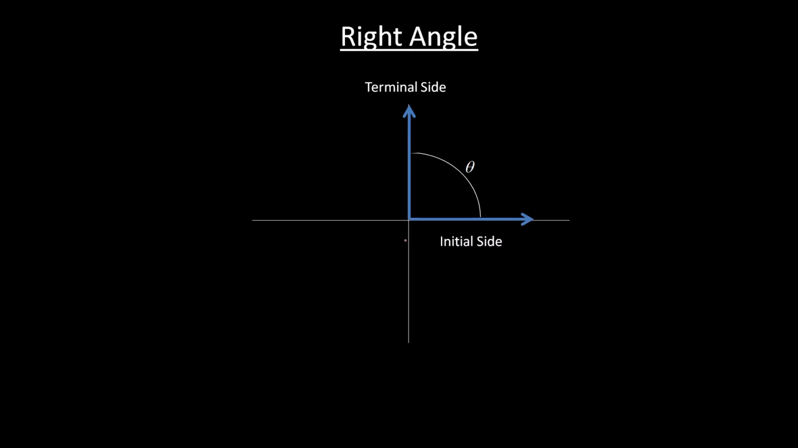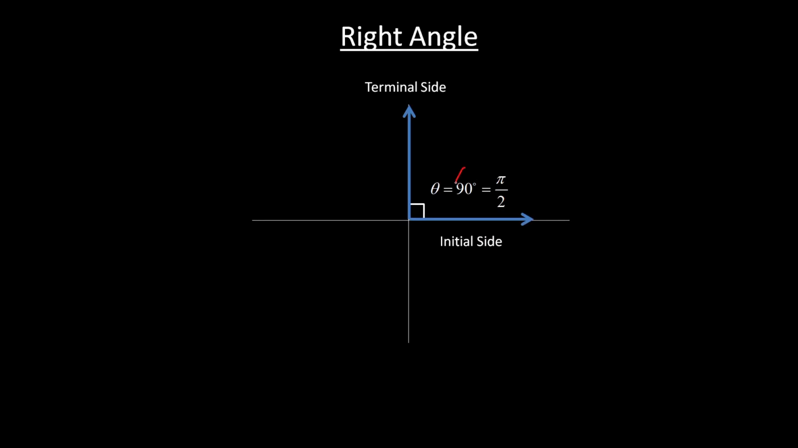So let's start again with a coordinate system. And on this coordinate system, I'm going to put down a right angle. So we have our initial side and our terminal side. Now, a right angle, because it's so popular to have a 90-degree angle, does get another special symbol here, this square. And a square specifically means that you're dealing with a 90-degree angle.